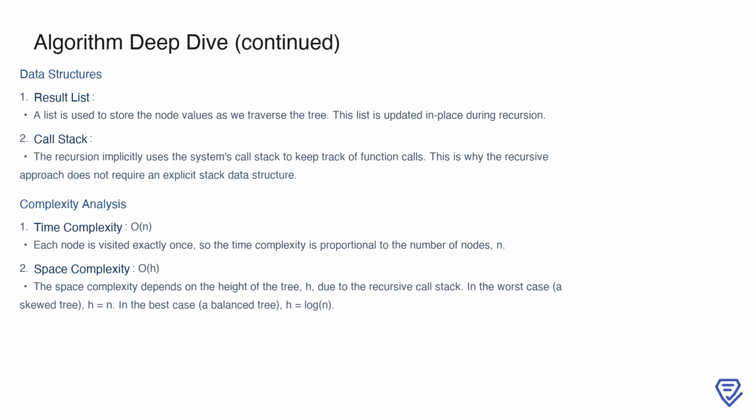In terms of complexity, the time complexity is O(n), where n is the total number of nodes in the tree. This is because each node is visited exactly once during the traversal. The space complexity is O(h), where h represents the height of the tree. This is due to the recursive call stack, which, in the worst case of a skewed tree, could grow to n levels. In the best case of a balanced tree, the space complexity reduces to O(log n), making the approach efficient for most practical scenarios.